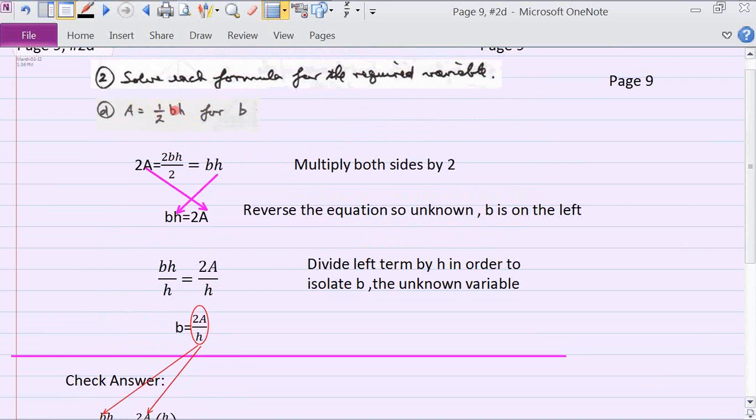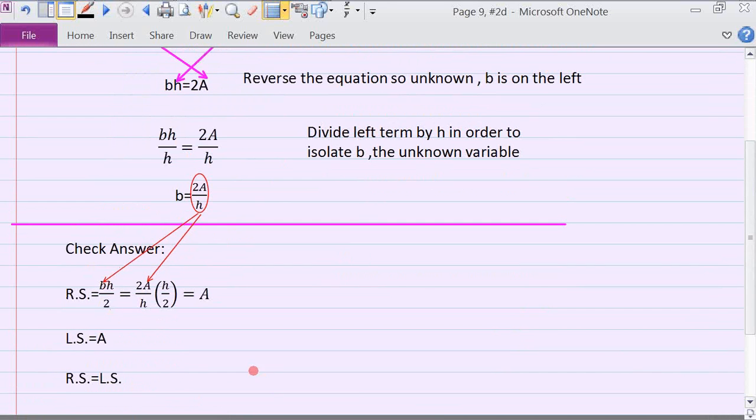So this is where the B is, and we're going to substitute for the B right here in the equation. And that's what I've done. I've taken BH over 2, and I've substituted for B right here. B is 2A over H. So I've taken this B and written 2A over H. I've still got the H, I've still got the 2 here.